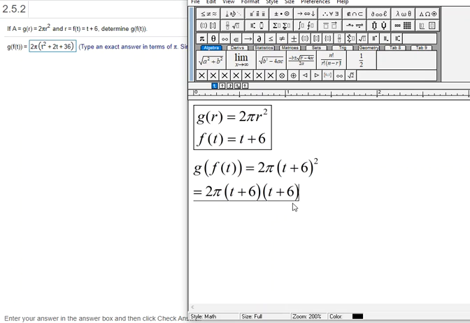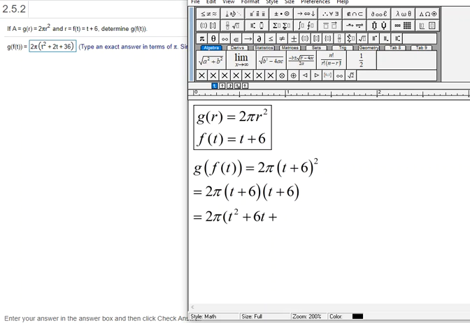There we go. And then we are going to continue by using the distributive property to multiply the t times t. So that gives us t squared. Then t times 6 gives us plus 6t. That finishes the first t. So this first t got multiplied by both parts of the second parentheses. T times t is t squared. T times 6 is 6t.